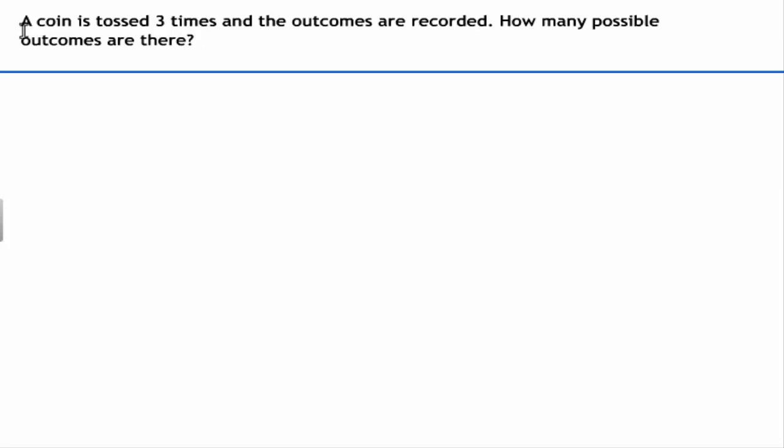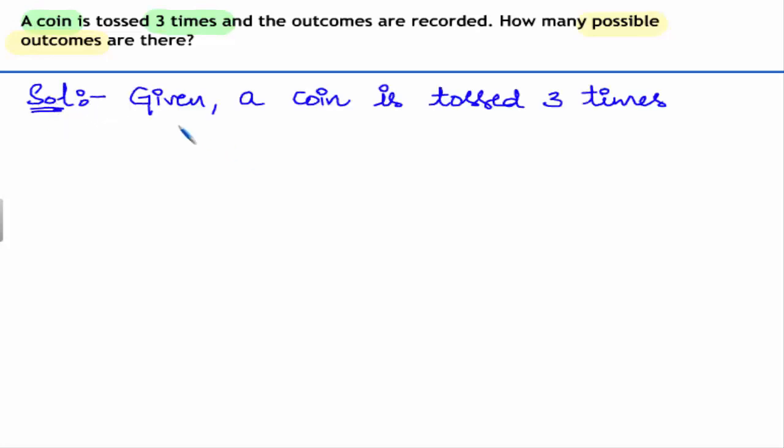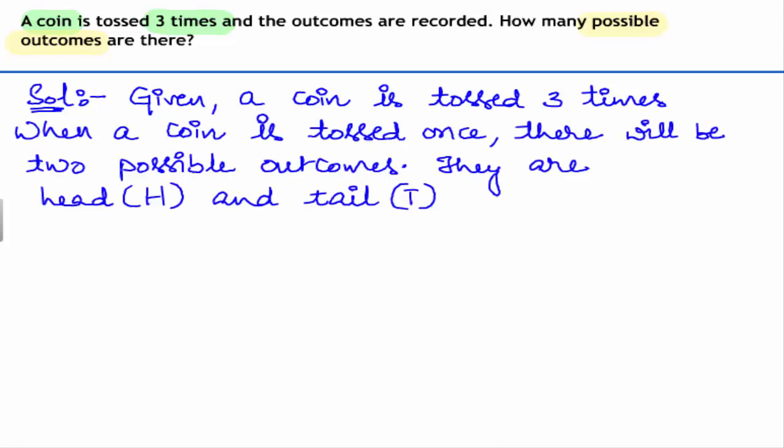In this problem, it is given that a coin is tossed 3 times and the outcomes are recorded. Now, you need to find out the number of possible outcomes in this experiment. Let's see the solution of this problem. Given that a coin is tossed 3 times. When a coin is tossed once, there will be 2 possible outcomes. They are head and tail. Now we shall represent head by capital H and tail by capital T.